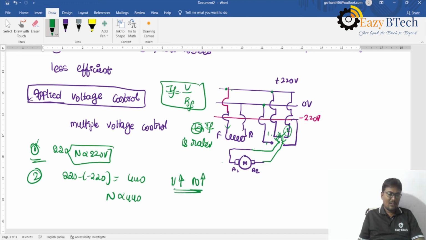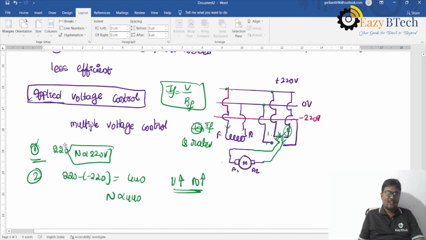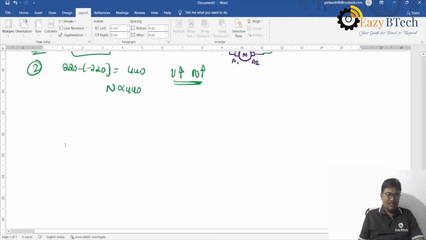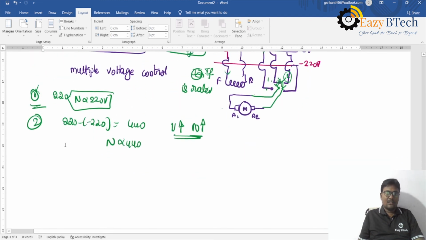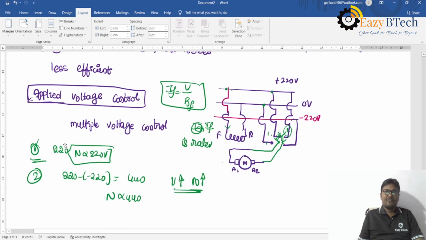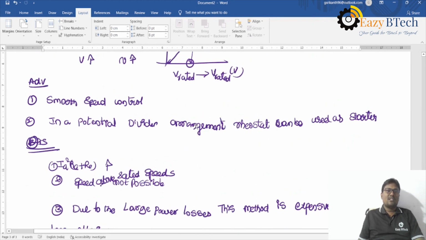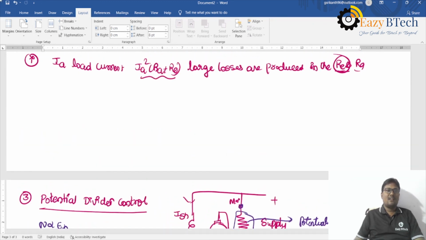We can go for these multiple voltage controllers whenever speed control is required. But here we require two supplies, one plus 220 and another minus 220. That is the disadvantage. I think you understand. This topic is very easy.